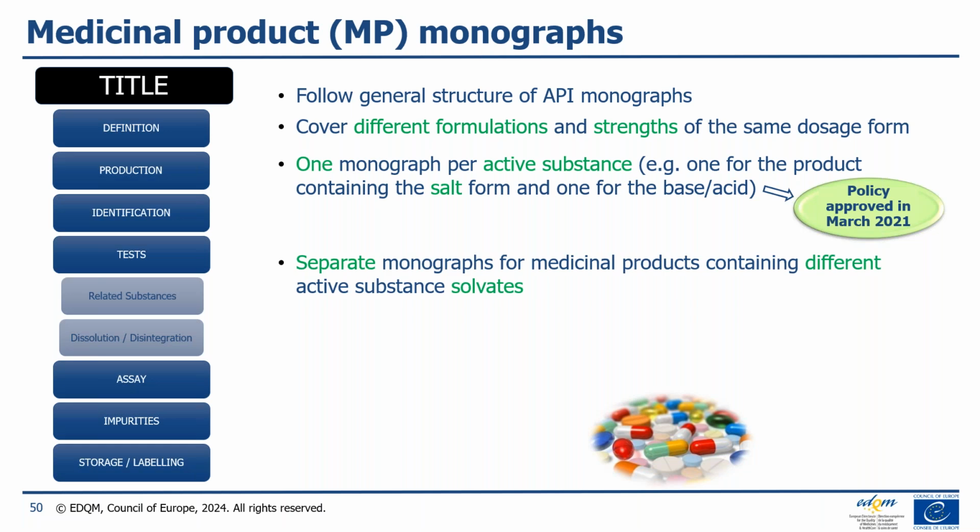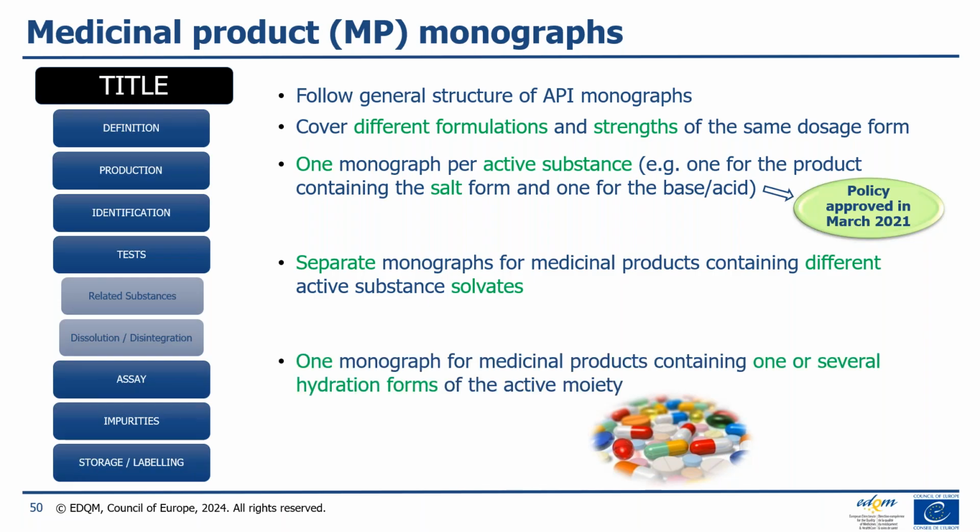A similar approach is taken for medicinal products containing different active substance solvates. So in this case, separate monographs would be drafted. And when it comes to hydrates, one monograph will be elaborated for medicinal products containing one or several hydration forms of the active moiety. So these are all policies that I have mentioned previously and that were developed over the years, building our experience on medicinal product monographs.